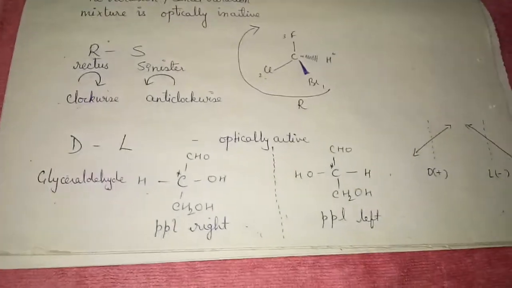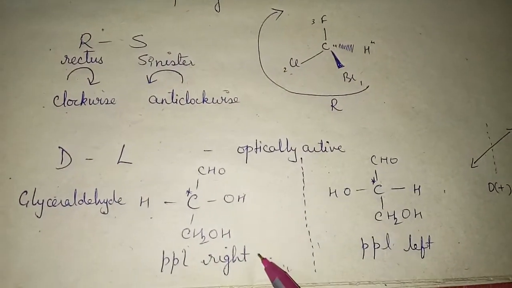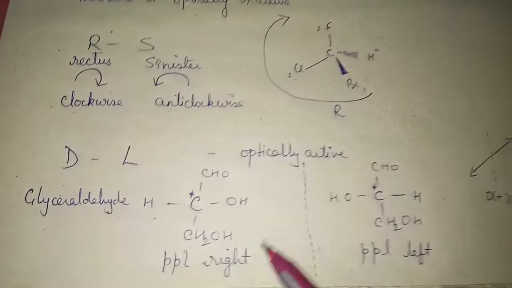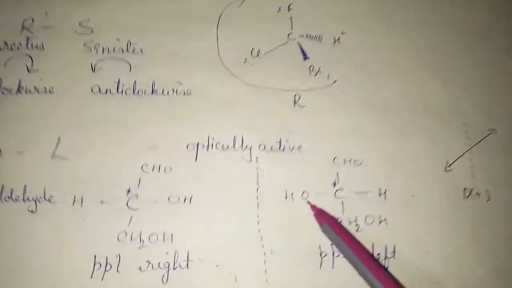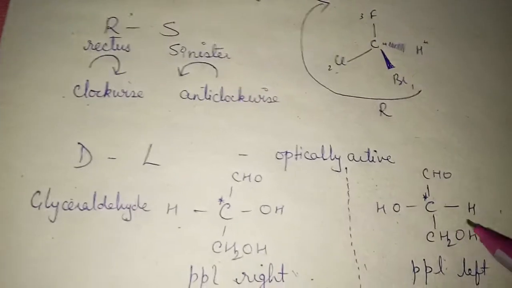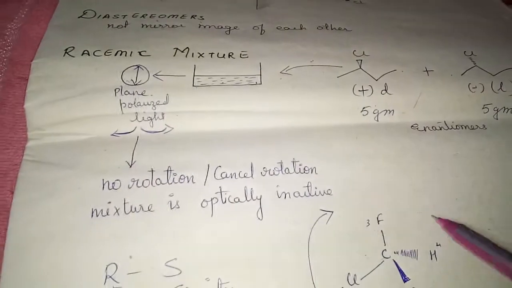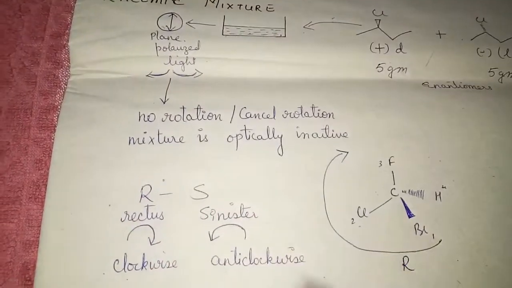Also, one more trick: if the OH is on the right, then it is the D form. If the OH, or you can say HO, is on the left, it is the L form. So I hope you have understood the D and L concept. Now let us come to the racemic mixture. Now one more concept, R and S.